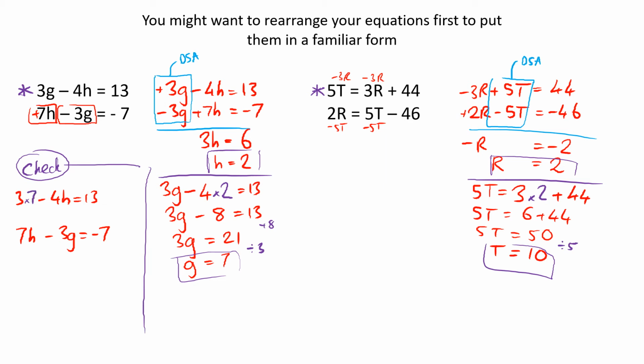Now, we said g was 7, so these should become times 7s. And we said that h was 2. So these should become times 2s. Now what sums does that give us? 3 times 7, 21, minus 8 is 13. That works. 14 minus 21 is minus 7. That works. So you can always check that your answers are right. If they weren't, then that would give us an incorrect answer somewhere along the lines. But you do have to check with both equations. And we can do the same thing here if we wanted to check.